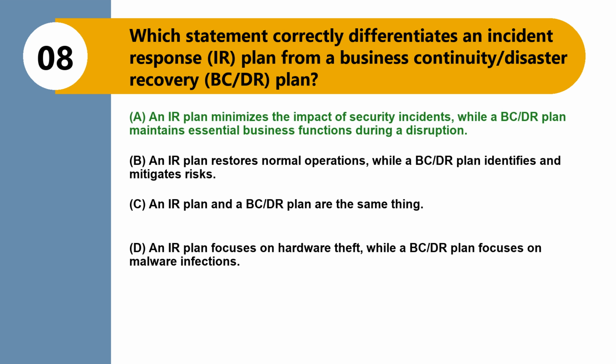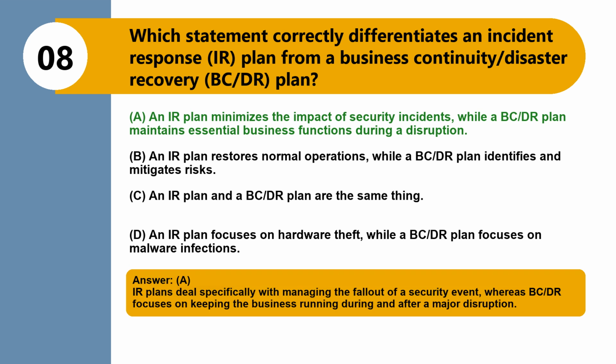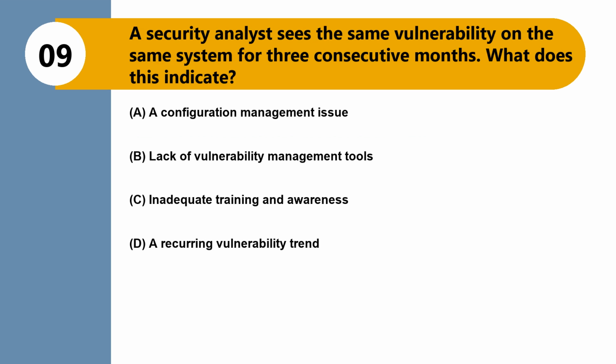The correct answer is option A. An IR plan minimizes the impact of security incidents, while a BC/DR plan maintains essential business functions during a disruption. IR plans deal specifically with managing the fallout of a security event, whereas BC/DR focuses on keeping the business running during and after a major disruption. Question 9. A security analyst sees the same vulnerability on the same system for 3 consecutive months.